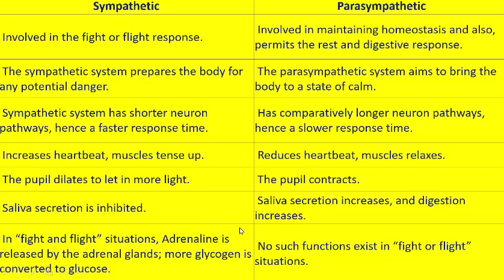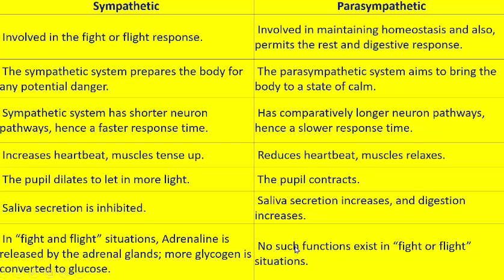In a fight and flight situation, adrenaline is released by the adrenal glands and more glycogen is converted to glucose. Glycogen is stored in the muscle and liver, and in fight and flight more energy is required, so glycogen is converted to glucose for energy. While in parasympathetic activity, the conversion of glycogen to glucose does not occur, or it has no role in it.